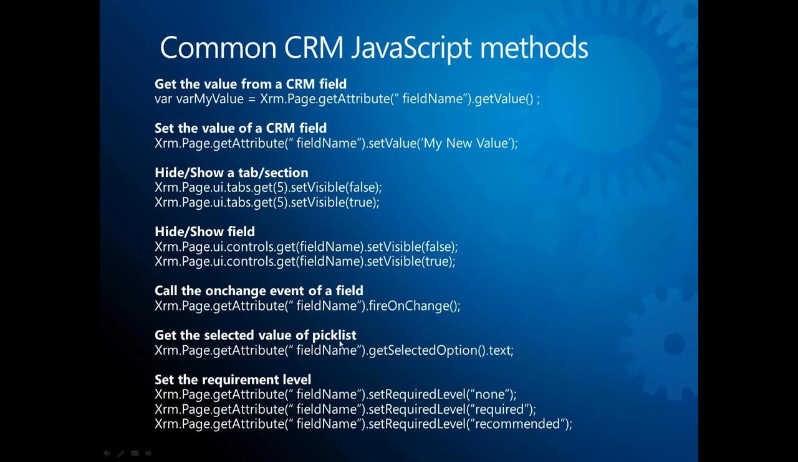The next one is get the value of a pick list. In CRM they're called option set values, but it's basically a pick list. This allows you to get the text of it, or you can also get the value of it.